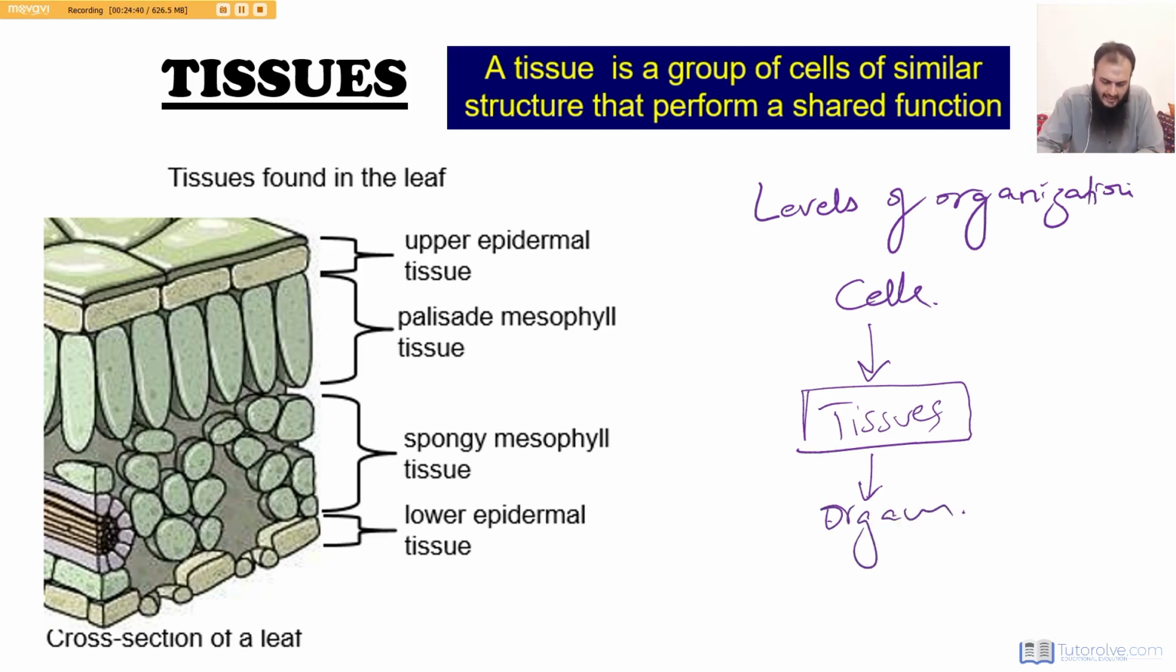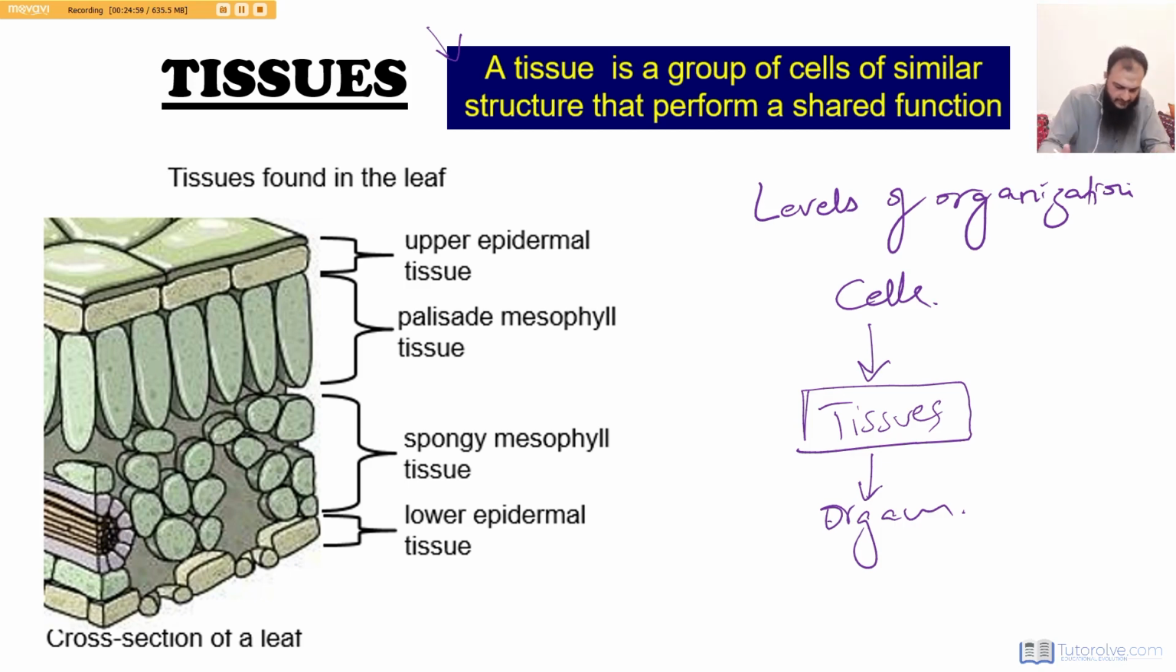But in the picture you can see they've tried to define a tissue. A tissue is a group. Okay, so look at this blue box, please. A tissue is a group of cells of similar structure that perform a shared function. Now this is very important. So a collection of cells that have a similar structure will form a tissue.